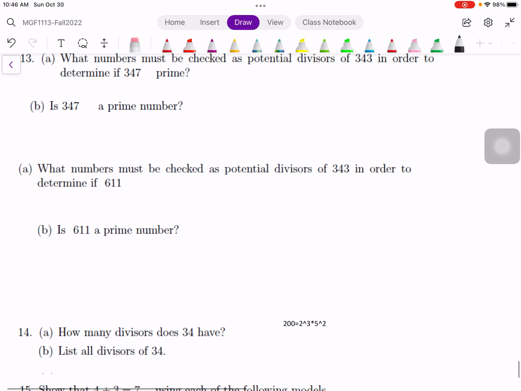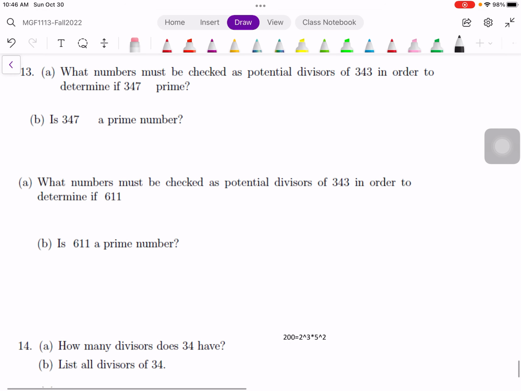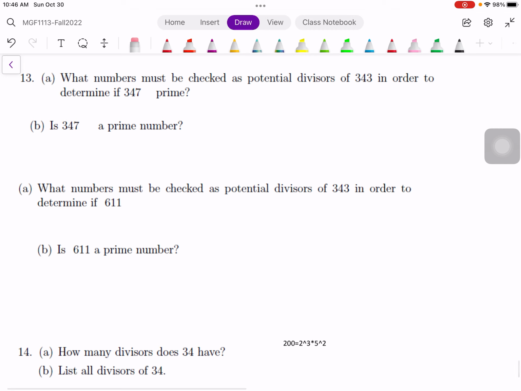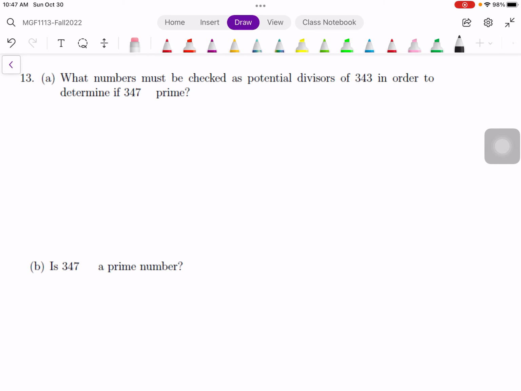Let's look at the next problem. Number 13 is going to talk about the idea of how we verify if something is prime or not. Well, there's a simple sort of recipe. Sometimes it's tricky to see if the number is prime, but it turns out that we only have to check the divisors up to the square root of that number. So here it should be 347. What numbers must be checked as potential divisors of 347 in order to determine if 347 is prime?